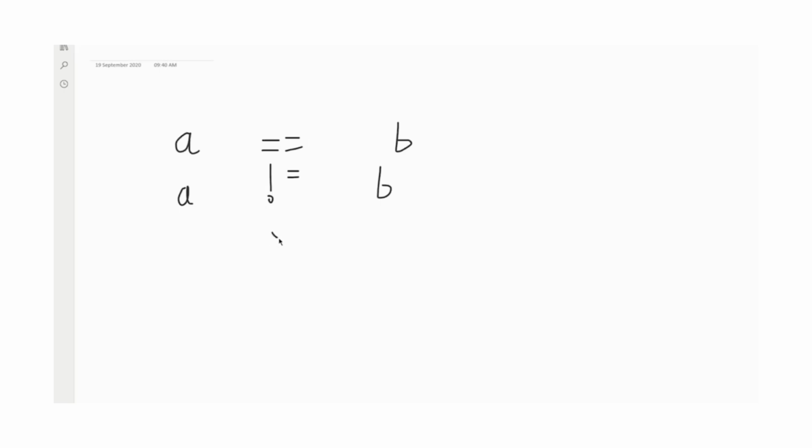Then we have greater than. If A is greater than B, then it gives a true output, and if it's not, it gives a false output. Then we have less than. If A is less than B, then this would return true. Then we have greater than or equal to, which means A is either greater than or equal to B. And we have less than or equal to. Here, if A is either less than or equal to B, then this would return true.